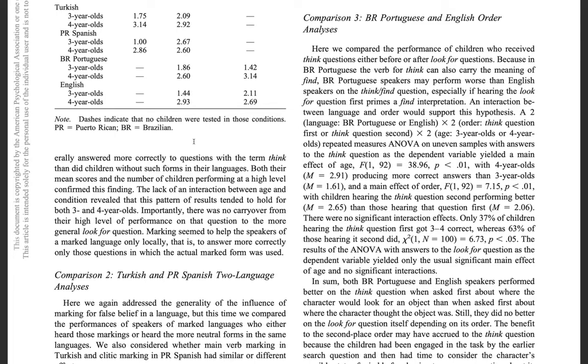So in terms of order, maybe they're talking about look and think questions. My bad. So here we compare the performance of children who receive think questions either before or after look for questions. Why are they doing this? So the think questions can make you think about thinking on the look questions. The look questions cannot make you think about thinking on the think questions. So is there a difference in terms of their performance based on which one they got first, and what does it mean?